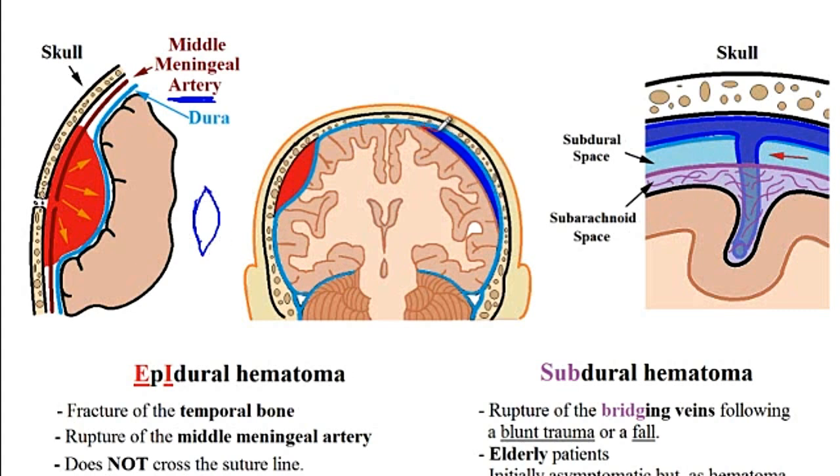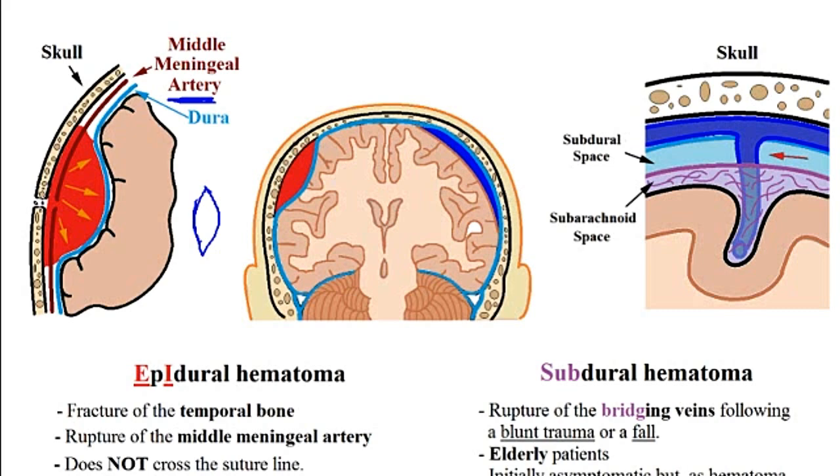Now, compared to the epidural hematoma, which had a lens-shaped appearance, subdural hematoma has more of a crescent-shaped appearance. You can see how it's wider compared to the epidural hematoma. Since the dura is tightly bound to bone, the epidural hematoma won't be able to cross the suture line. But the subdural hematoma is under the dura, and so it is able to cross the suture line. So that's one feature that is different between the two forms of hematoma.